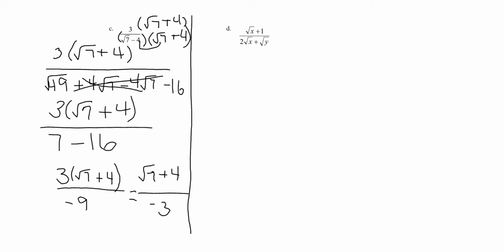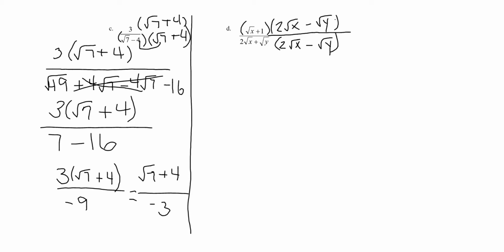All right, and we're going to take a look now at our last example in this section. We are going to multiply times the conjugate of our bottom. So we're going to multiply by 2 square root x minus the square root of y. Whatever we do to the bottom, we do to the top. Okay, this one's going to be a little bit more involved. On the top, we are going to need to FOIL because we have 2 binomials.